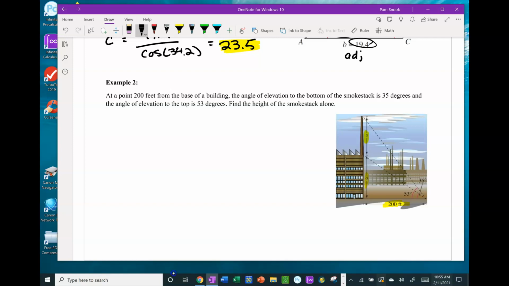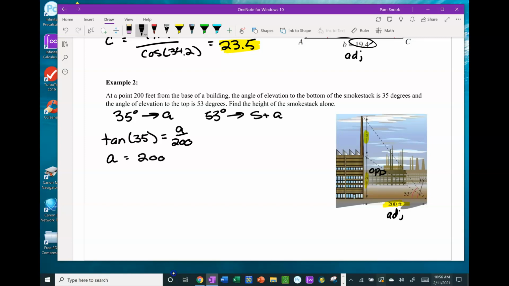And if I use the 35 degree angle of elevation, I can get A. If I use the 53-degree elevation, that will give me S plus A. So I'm going to end up having to get both of those numbers, and then to get S, I need to subtract. So first let's get A. And I know tangent of 35 is going to equal A over 200, because remember, A is your opposite and 200 is adjacent in this triangle. So therefore, A is going to equal 200 times the tangent of 35. And that equals, I get 140.04 feet.